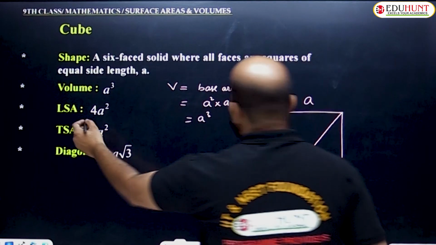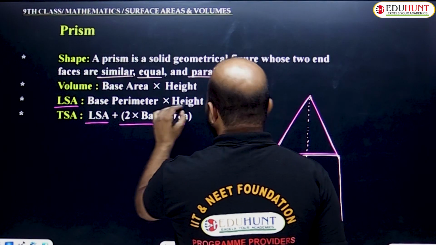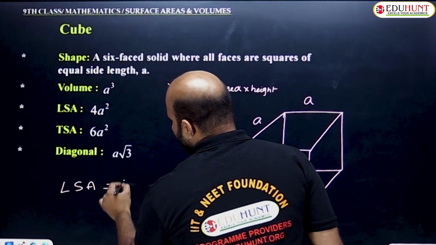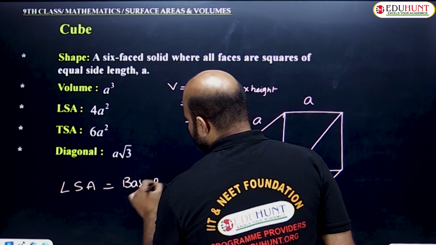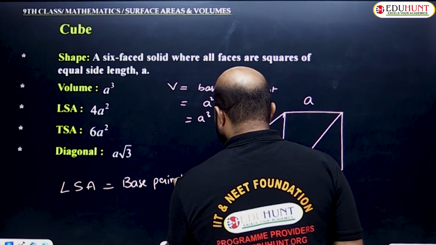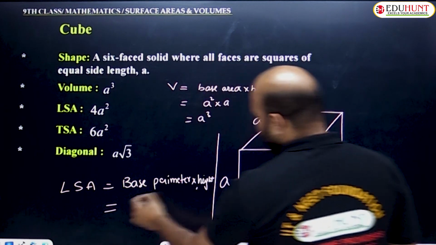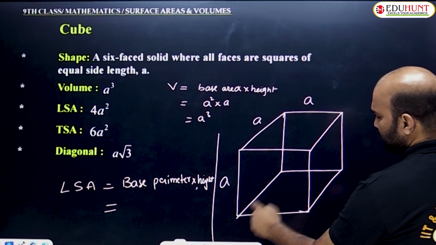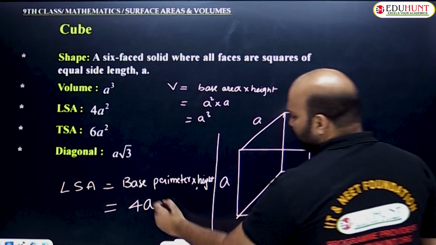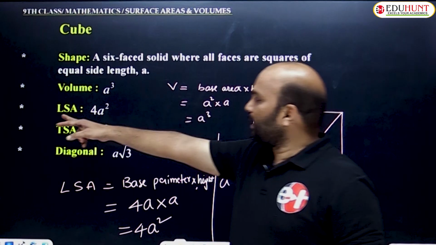Next, lateral surface area. Already given for a prism, lateral surface area equals base perimeter into height. The base is a square, so the base perimeter is 4a, the perimeter of the square, into height a units. What is the total? 4a squared. So that is the lateral surface area.